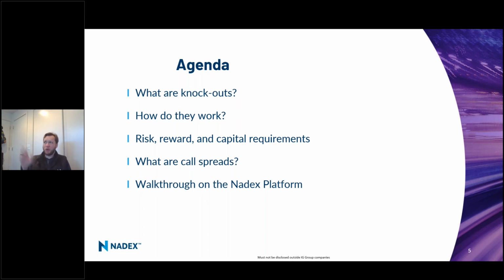So, quick agenda. We're going to go over knockouts, how they work. We're going to go over the risk and the reward and all the capital requirements of them. And then we're also going to go over call spreads. Hopefully that should only take about half an hour. And then I do want to jump into the Nadex platform and actually go over placing those trades, and show you how those trades work in an actual trading environment, in the demo environment, that is.